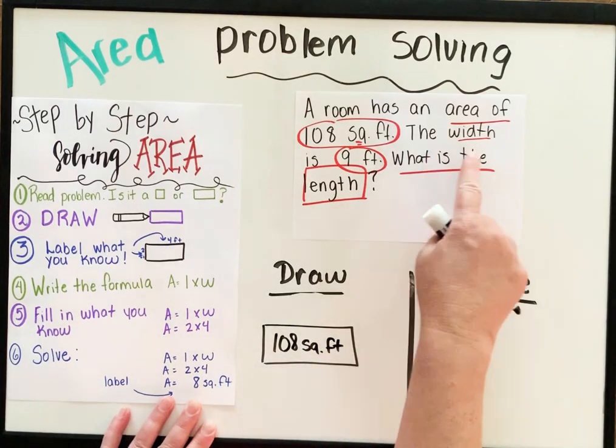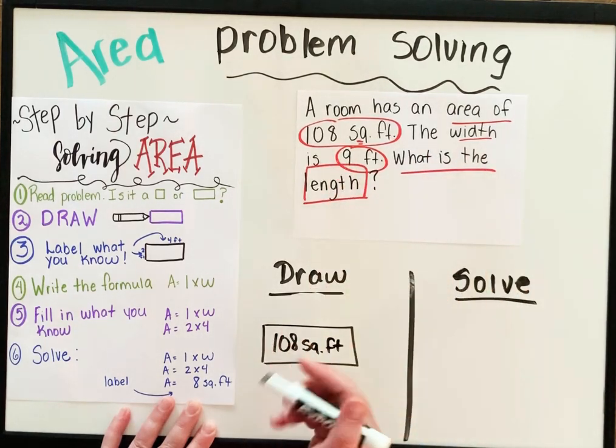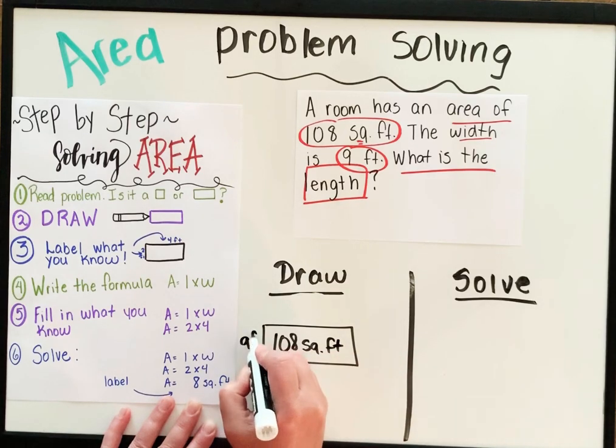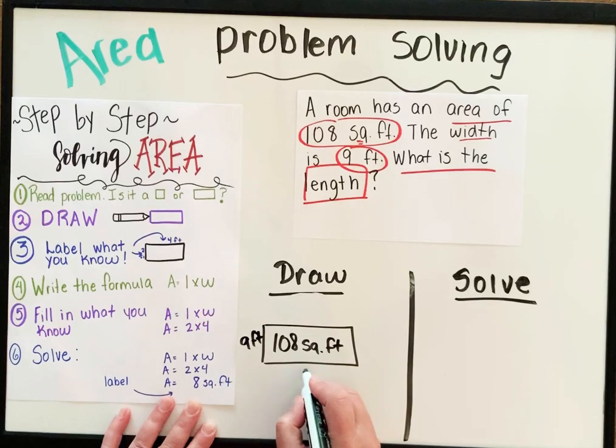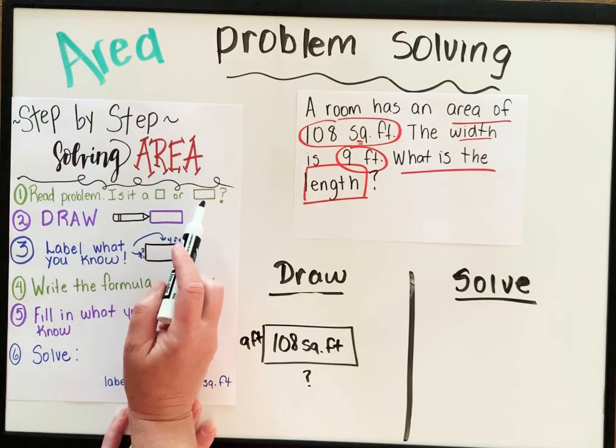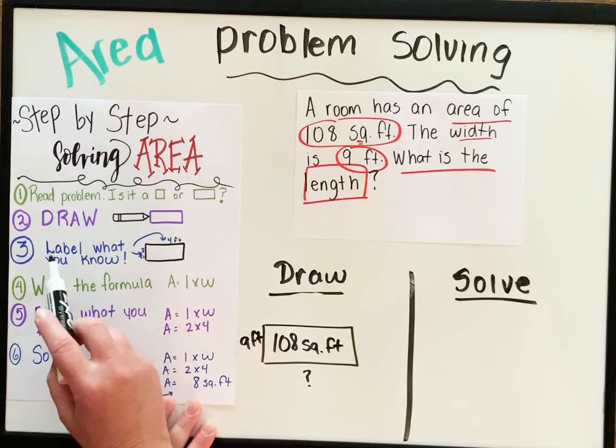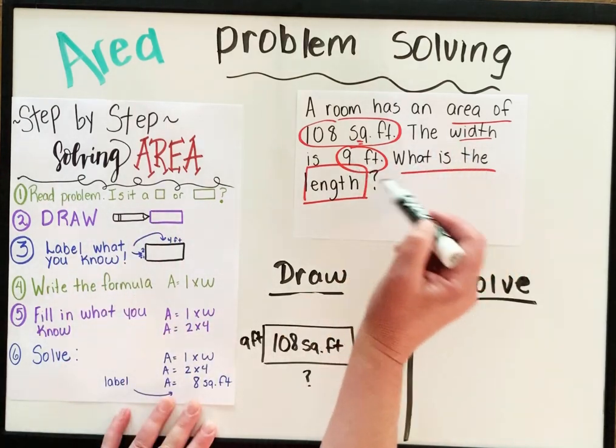And then it also gives us a width of 9. And here's my width right here, 9 feet. And I'm also going to put a question for my question. What is the length? So I'm going to put that length there. So I figured out it was talking about a rectangle. I drew the rectangle. I labeled what I know from the problem.